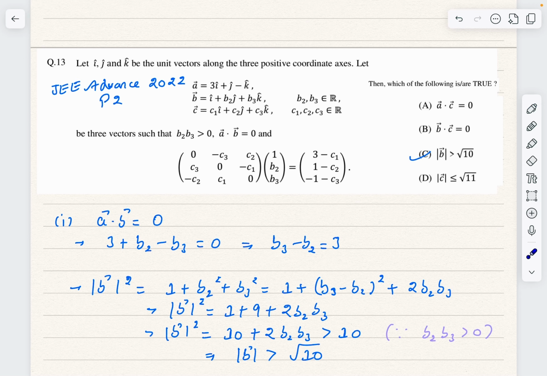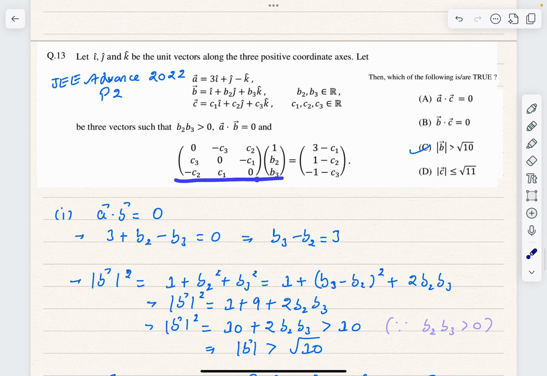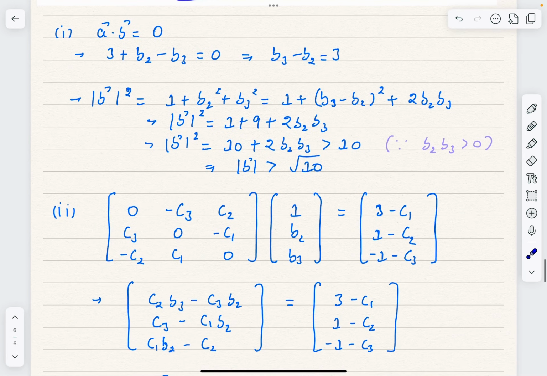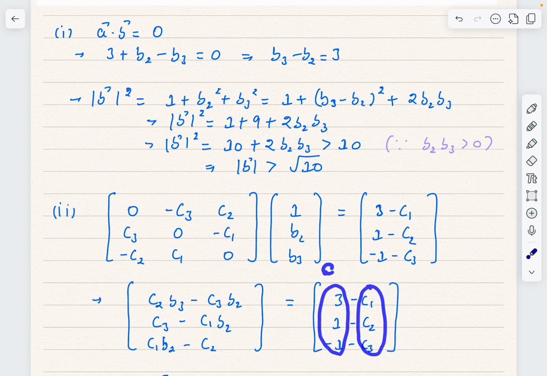Now coming ahead, let us see these matrices. When you multiply this matrix with this matrix, we get C2 B3 minus C3 B2, C3 minus C1 B3, C1 B2 minus C2, which is equal to 3 minus C1, 1 minus C2, minus 1 minus C3. When you observe these, this will look like vector A, this will look like vector C. So the right side we can write as A minus C.